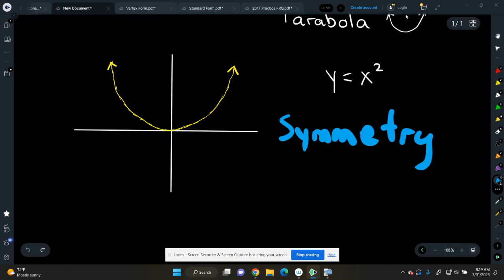We also have what we call a vertex right here. This is called the vertex. In a parabola, the vertex is the highest or the lowest point. In this case, it's the lowest point. Mary, what would a parabola look like if it had a highest point? If the vertex was the highest point, what would the parabola look like?